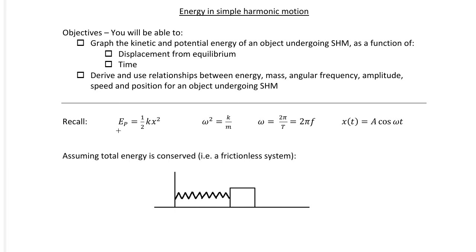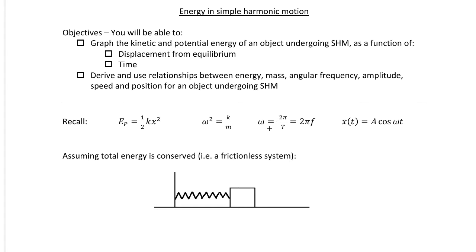We know that the potential energy stored in a spring is equal to half kx squared, where k is the spring constant and x is the displacement from equilibrium. We also have a few relationships for the angular frequency of oscillation. We know that the angular frequency omega squared is equal to k, the spring constant, divided by m, which is the mass of the mass on a spring that's oscillating.